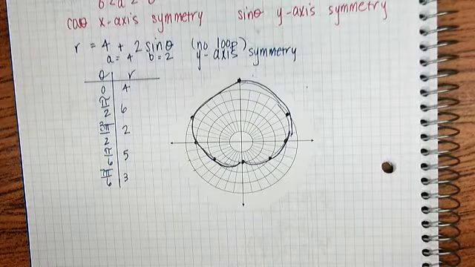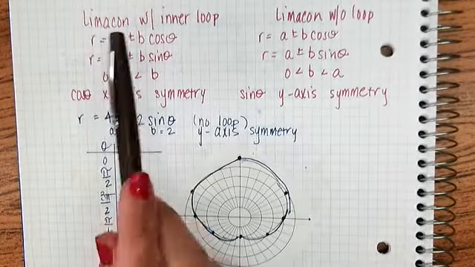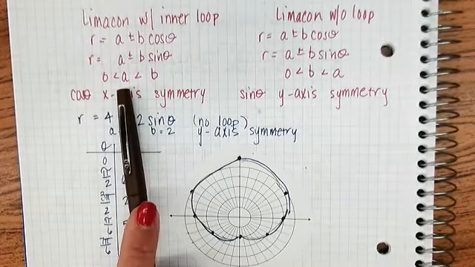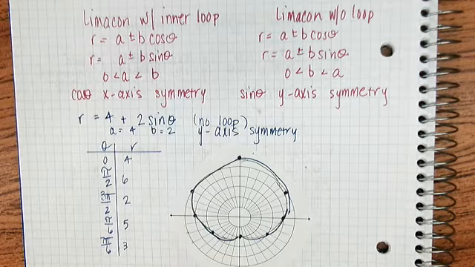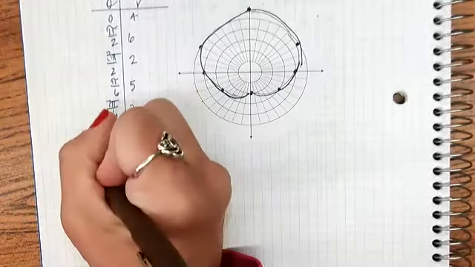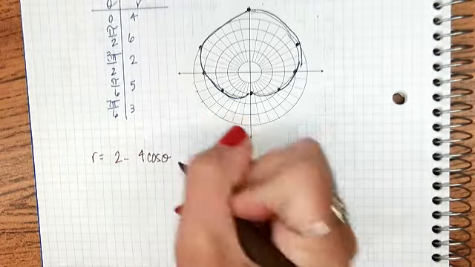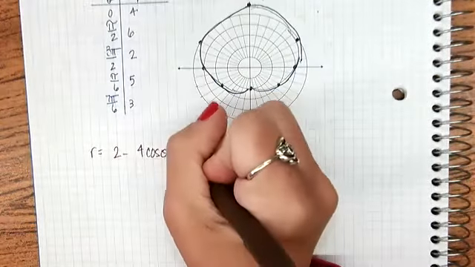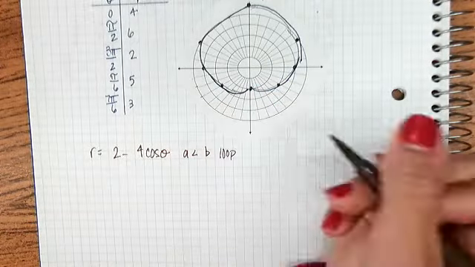Let's do a cosine curve with a loop. A cosine curve with a loop means that a has to be less than b. So let's flip it around and let's do subtraction. Let's do 2 minus 4 cosine. Okay. a is less than b. So this is going to have a loop. It's helpful to know that ahead of time.